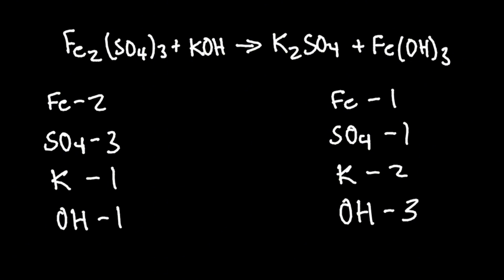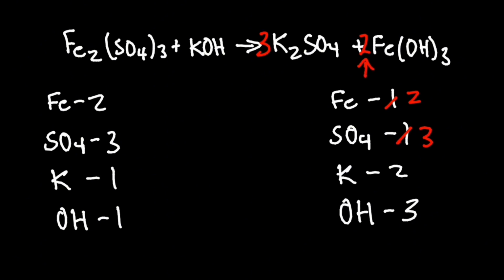So straight away we can balance out the irons. So we have 2 on this side now, and now that we've balanced them out, we can try to balance out the sulfates. So we can put a 3 here. So now that we have 3 on this side, which balances to the ones on this side, now those two are balanced out.